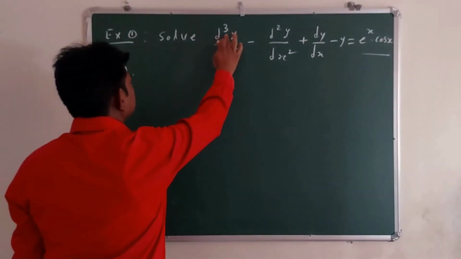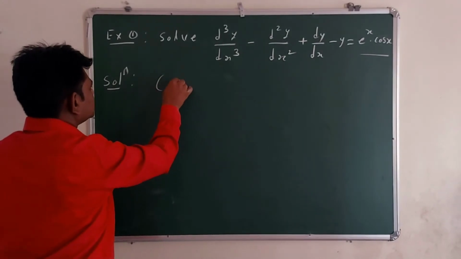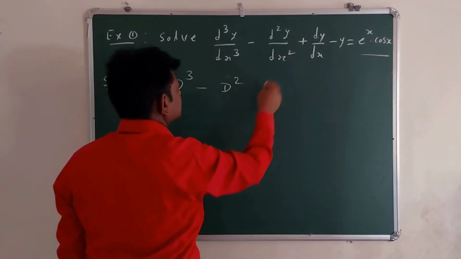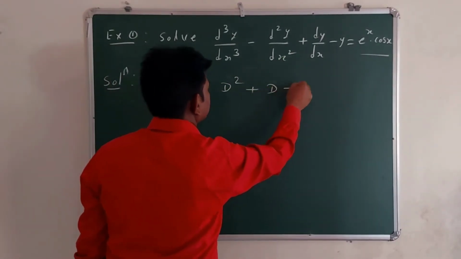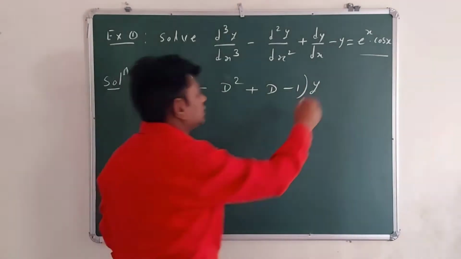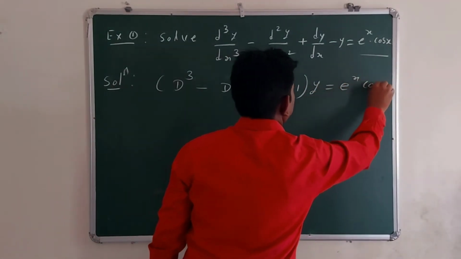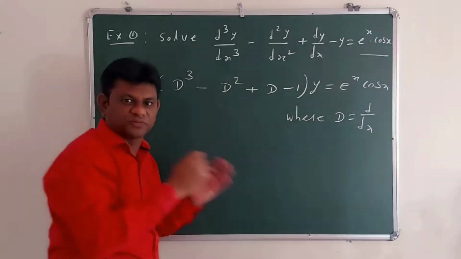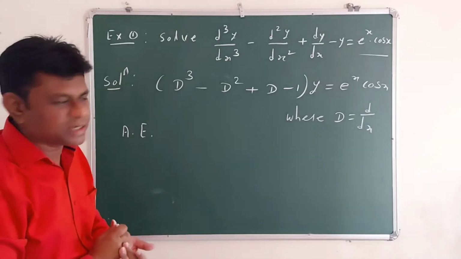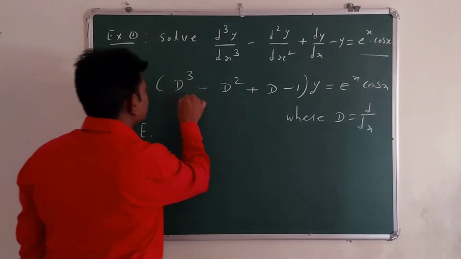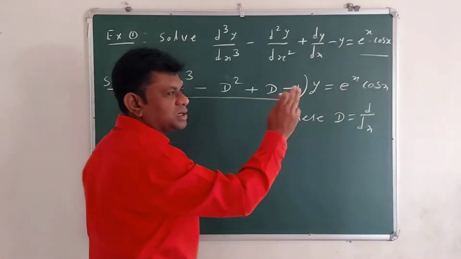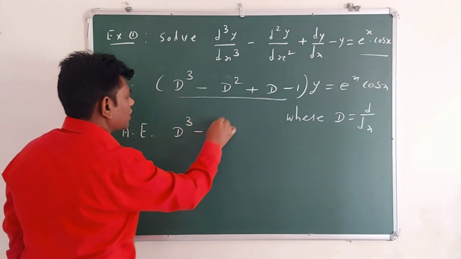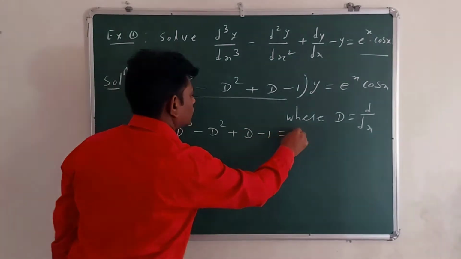First we write this given differential equation in symbolic form. The symbolic form is D cube minus D square plus D minus 1 times y is equal to e to the power x cos x. Here D is equal to d by dx, the differential operator. Now we write the auxiliary equation, which is equating f of D, this polynomial, to 0. Therefore the auxiliary equation is D cube minus D square plus D minus 1 is equal to 0.